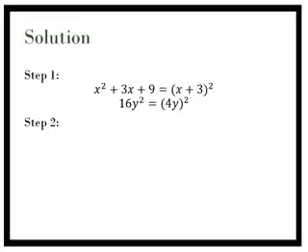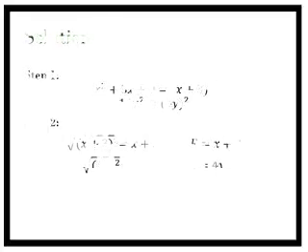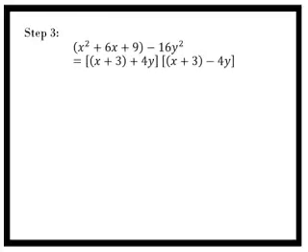So next is to find the principal square root of these terms. So the principal square root of the first term is x plus 3 and of the last term is 4y. Substitute to the general formula, which is f plus l multiplied by f minus l. So it goes like this: x squared plus 6x plus 9 minus 16y squared is equal to the quantity of x plus 3 plus 4y multiplied by x plus 3 minus 4y.